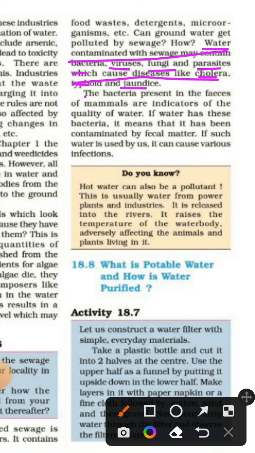The bacteria present in the fecal matter of animals are indicators of the quality of water. If water has these bacteria, it means that it has been contaminated by fecal matter. If such water is used by us, it causes various infections.